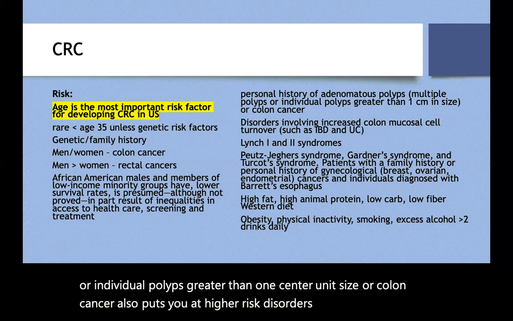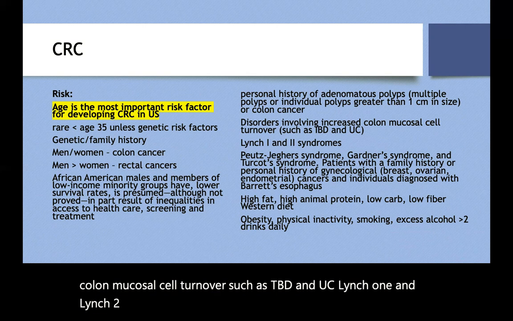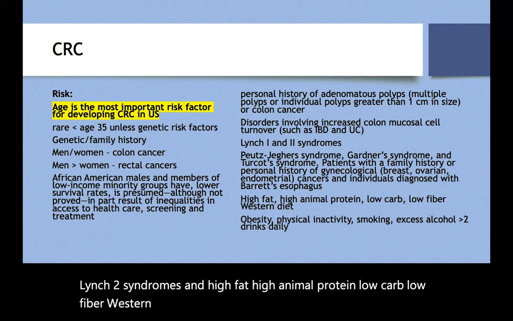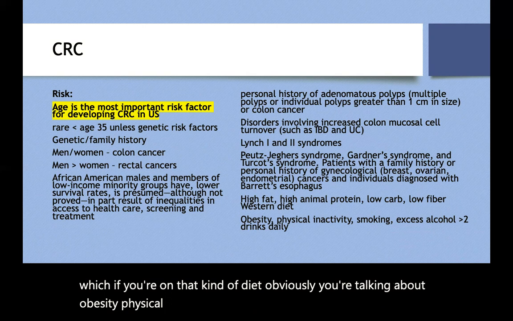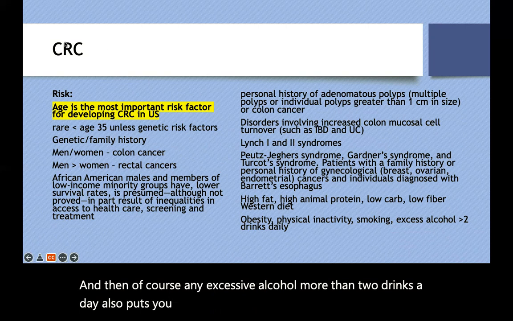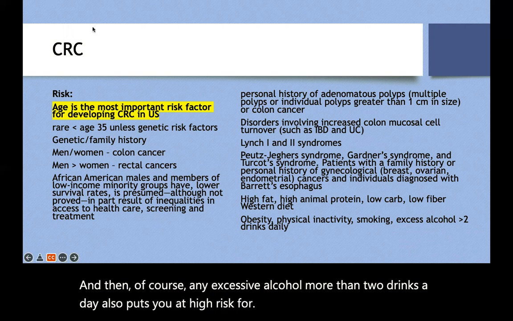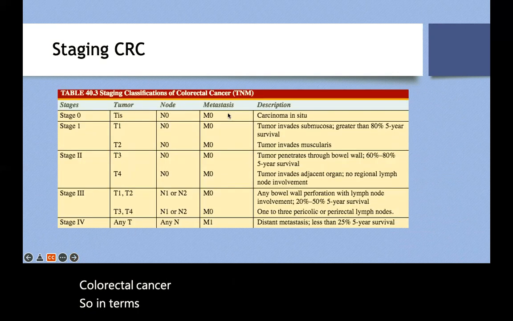Disorders involving increased colon mucosal cell turnover, such as IBD and UC, Lynch 1 and Lynch 2 syndromes, and high fat, high animal protein, low carb, low fiber Western diet definitely puts you at higher risk, obviously, which if you're on that kind of diet, obviously you're talking about obesity, physical inactivity, smoking, and then of course, any excess of alcohol, more than 2 drinks a day also puts you at high risk for colorectal cancer. So in terms of staging, the classifications of colorectal cancer are really important for you guys to know.